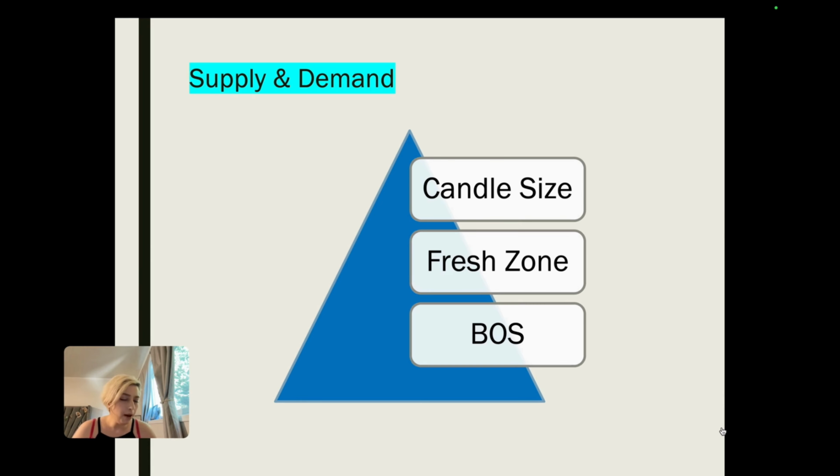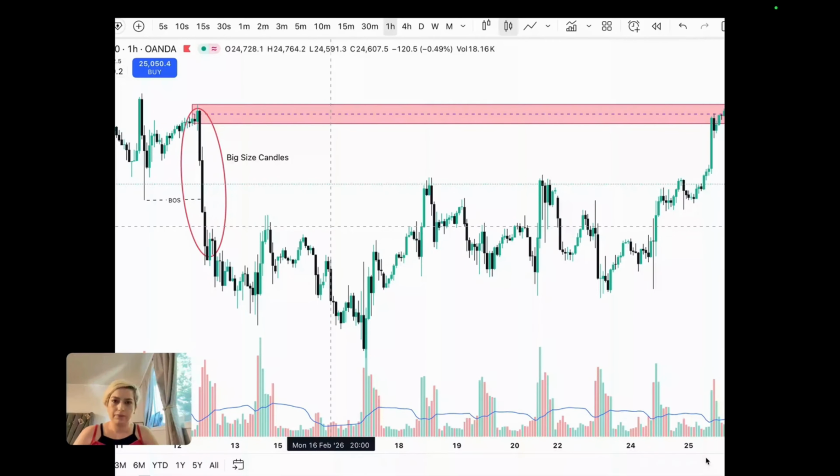Third, a high probability supply and demand zone usually breaks a key level, such as a previous swing high or swing low. This shows that the move had enough strength to shift the market structure.